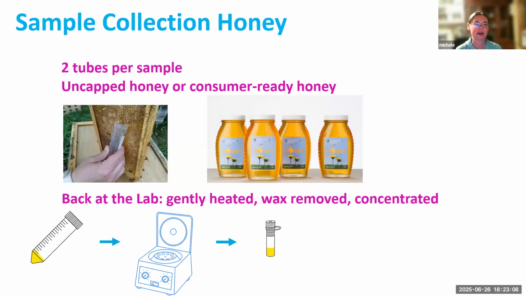Okay. So sample collection. For honey, again, I ask for 2 tubes per sample. This is for a couple reasons. Uncapped honey would be basically if you take that tube and scrape it across a frame with nectar or honey in it. That is the most ideal way if you're going to give me a honey sample. I can do consumer ready honey. There are a couple caveats to that, which I'll get into a little bit later. It can be done, but that's why I ask for 2 tubes. If it's a scraped sample, I really only need 1. If it is an extracted sample, I ask for 2.